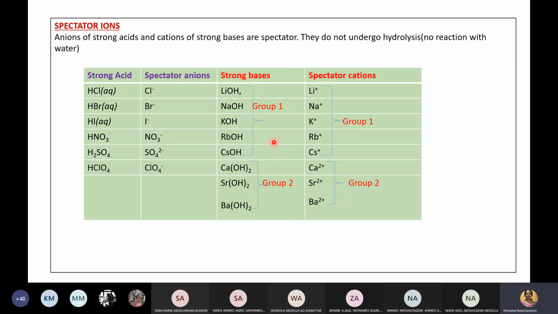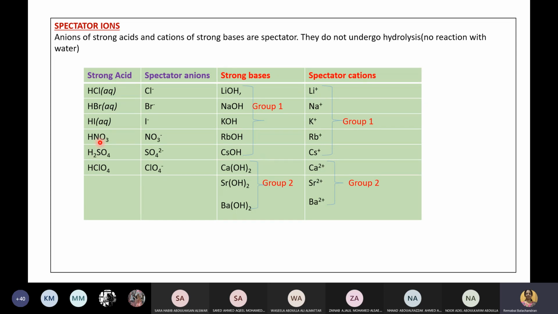We consider all other bases as weak. According to your level, that's the one. So these are the common strong bases. We consider other bases as weak. Similarly, these are the strong acids. We consider other acids as weak.